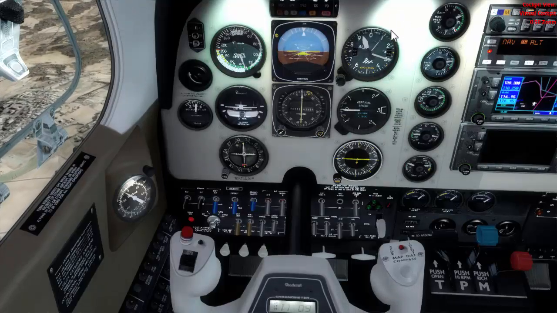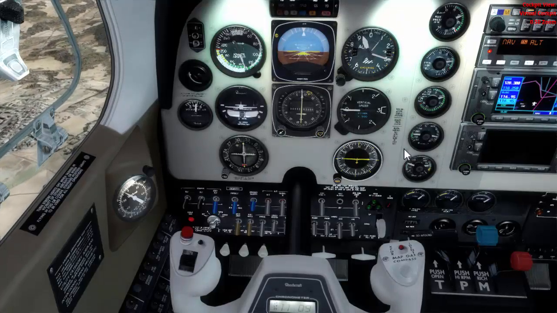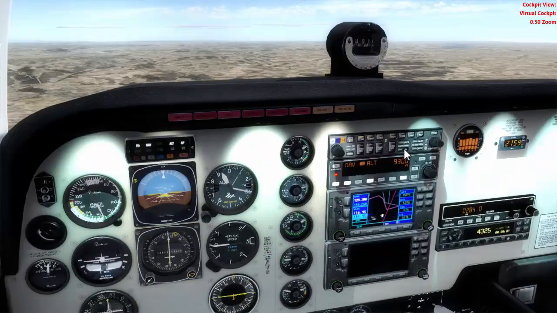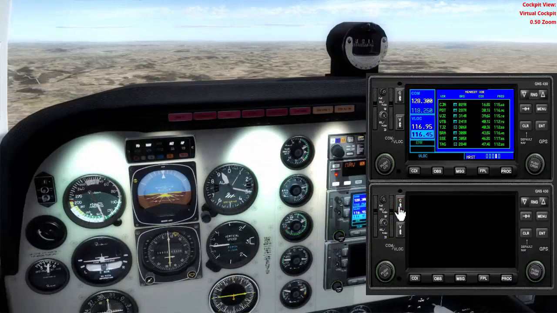Okay, so we are inside. We are at 9,300 feet. We don't have any turbulence at the moment, so this is a very quiet flight.